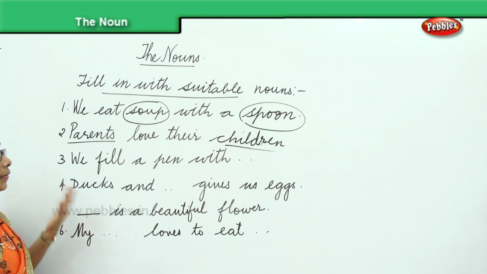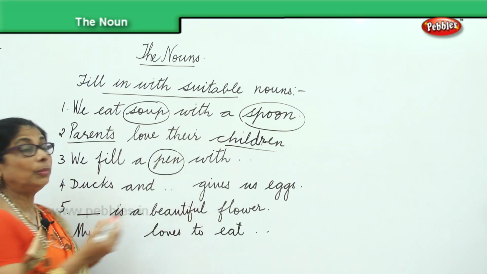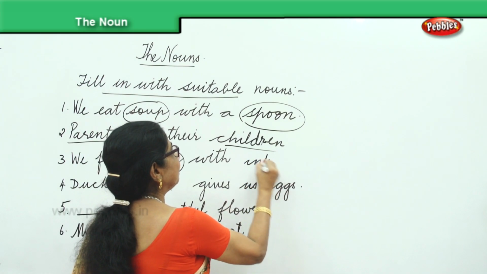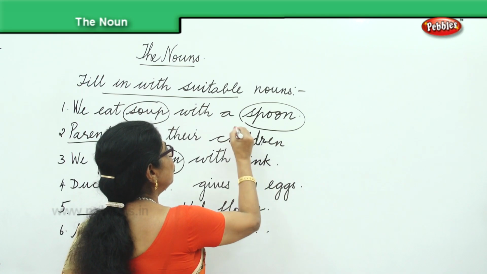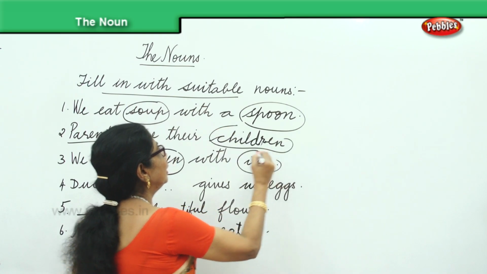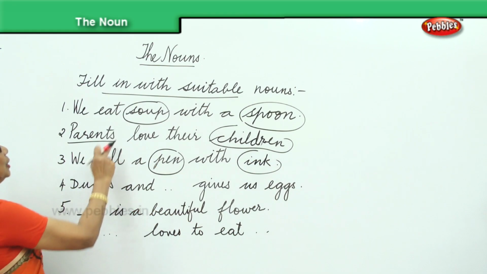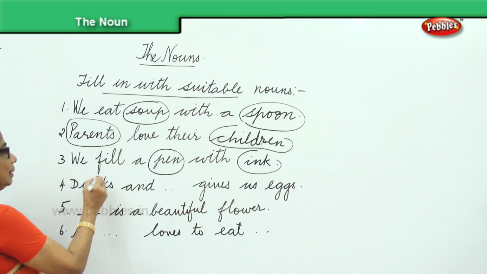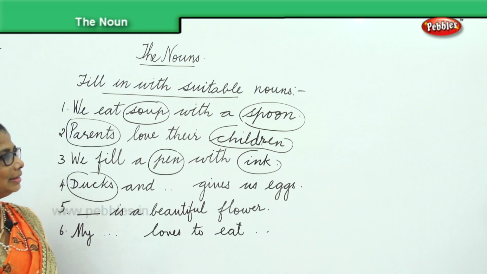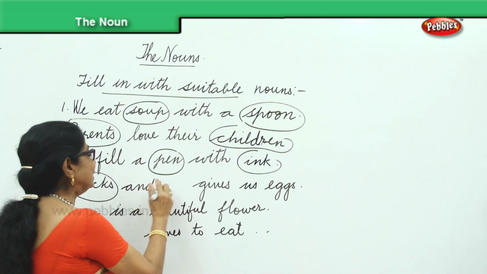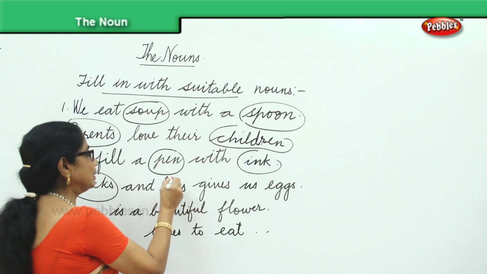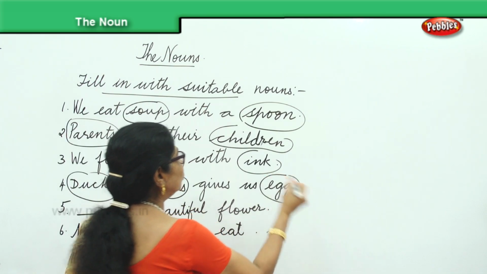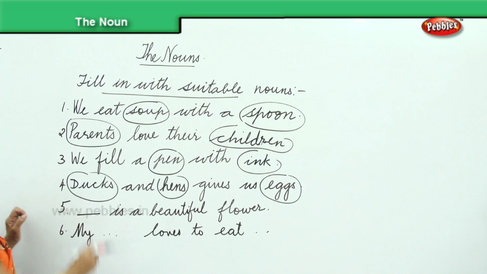Then we have, we fill a pen. Pen is a noun. With what? With ink? Yes, very good. Ink is a noun again. Okay, so we have children, ink, spoon, pen, parents, soup. Oh, we have a lot of nouns now. Let's complete it. Ducks. Ducks are nouns. And dash. Who gives eggs? Ducks and hens. Hens also nouns. Again, eggs nouns. So we have a whole lot of nouns in these sentences.